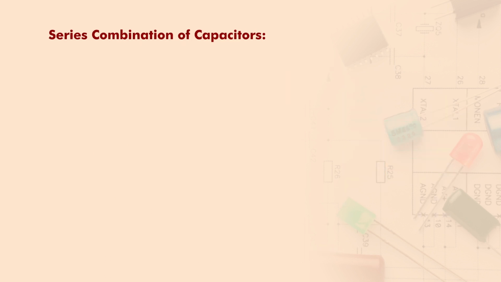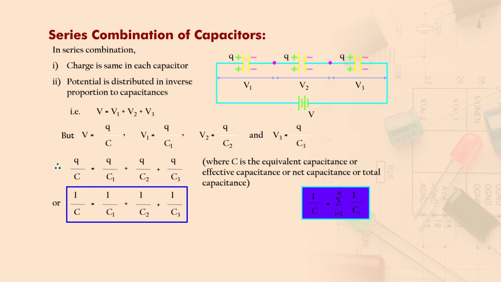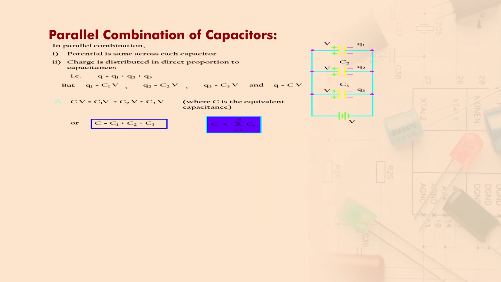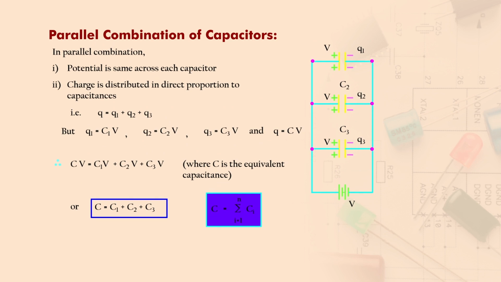Now, if the capacitors are connected in series, or we can say they are connected back to back, the equivalent capacitance C out will be given by the reciprocals: 1 by C out equals 1 by C1 plus 1 by C2 and so on. Now, if the capacitors are connected in parallel, the equivalent capacitance C out is given as C1 plus C2 plus C3. So here we can say the equivalent capacitance will be greater than each of the three capacitances. So, keep this in mind.